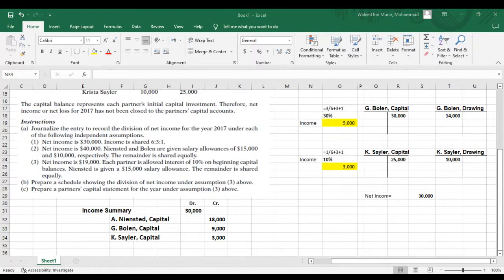In this scenario, Doctor, we use a schedule or a T account, because in the book it's a schedule. Yes. Now we'll do the same thing, exactly the same. So net income is 40,000, and we divide it by the ratio for the partners. I will show you. Let me show you.